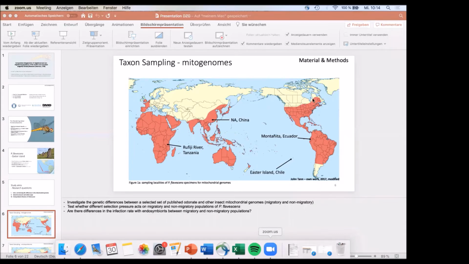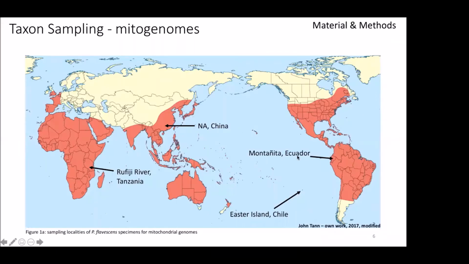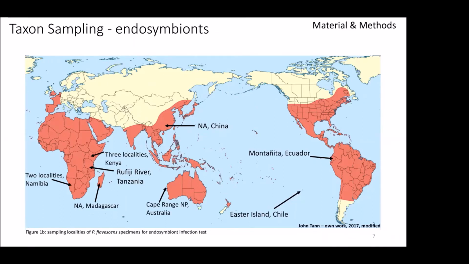You have my mitochondrial genome localities here. These are four localities from migratory and non-migratory populations. The continental ones are migratory, and the last one from Chile, Easter Island, is non-migratory. As a second aspect, I checked for endosymbionts. I have in total 11 populations from Namibia, Kenya, Tanzania, Madagascar, and Australia, and the other ones are the populations already tested for my mitochondrial genome analysis.